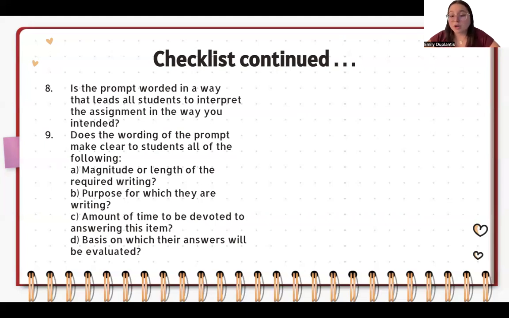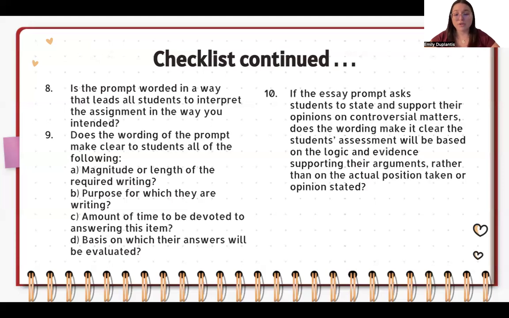So obviously, if this is part of a test, they're going to have maybe 75 minutes. They're going to have to determine, okay, if I have 10 multiple choice questions, then I need to give myself at least 40 minutes on this writing, right? And then D, basis on which their answers will be evaluated. Again, students need to be very informed on that criteria or that rubric that they are going to be judged on.